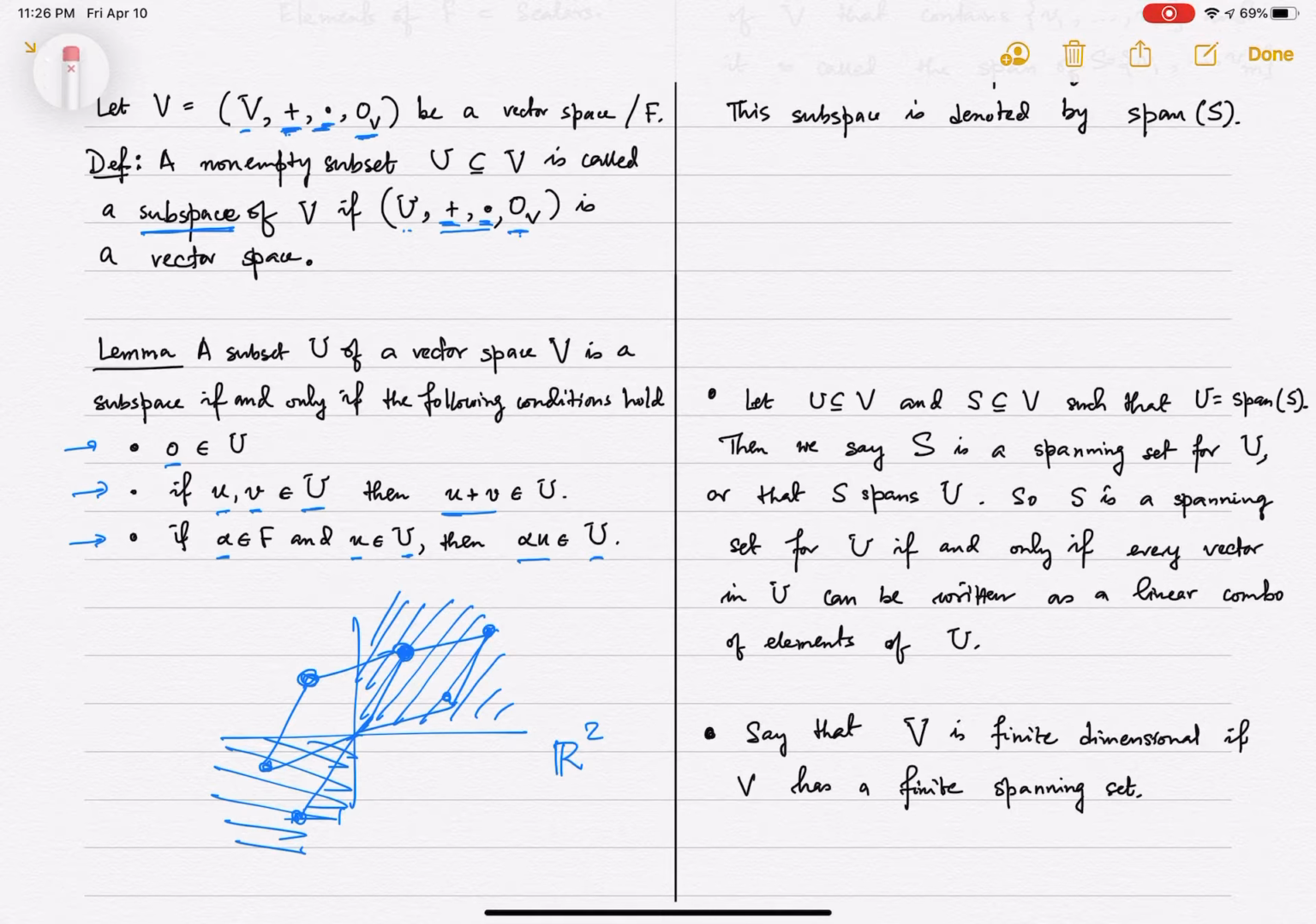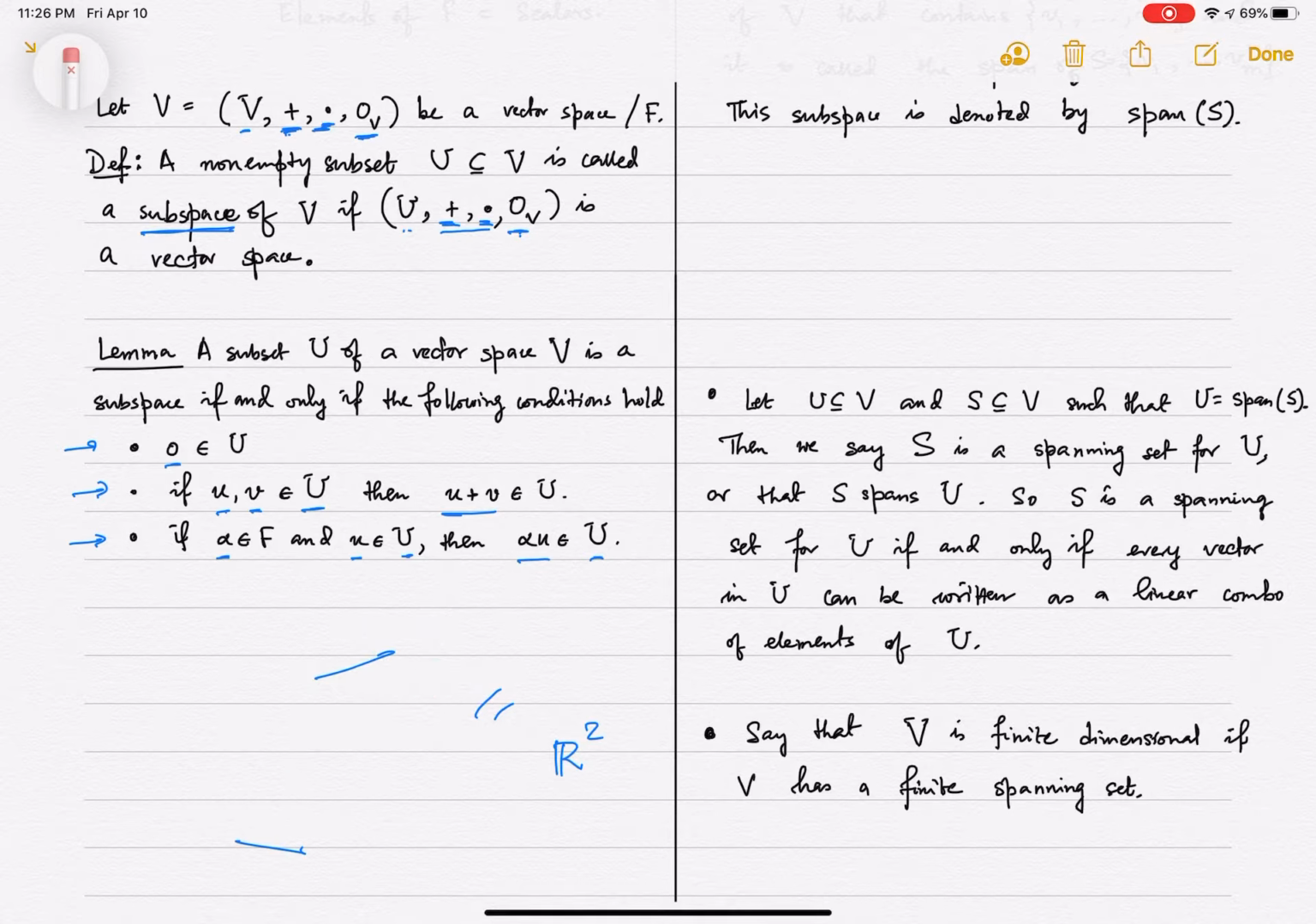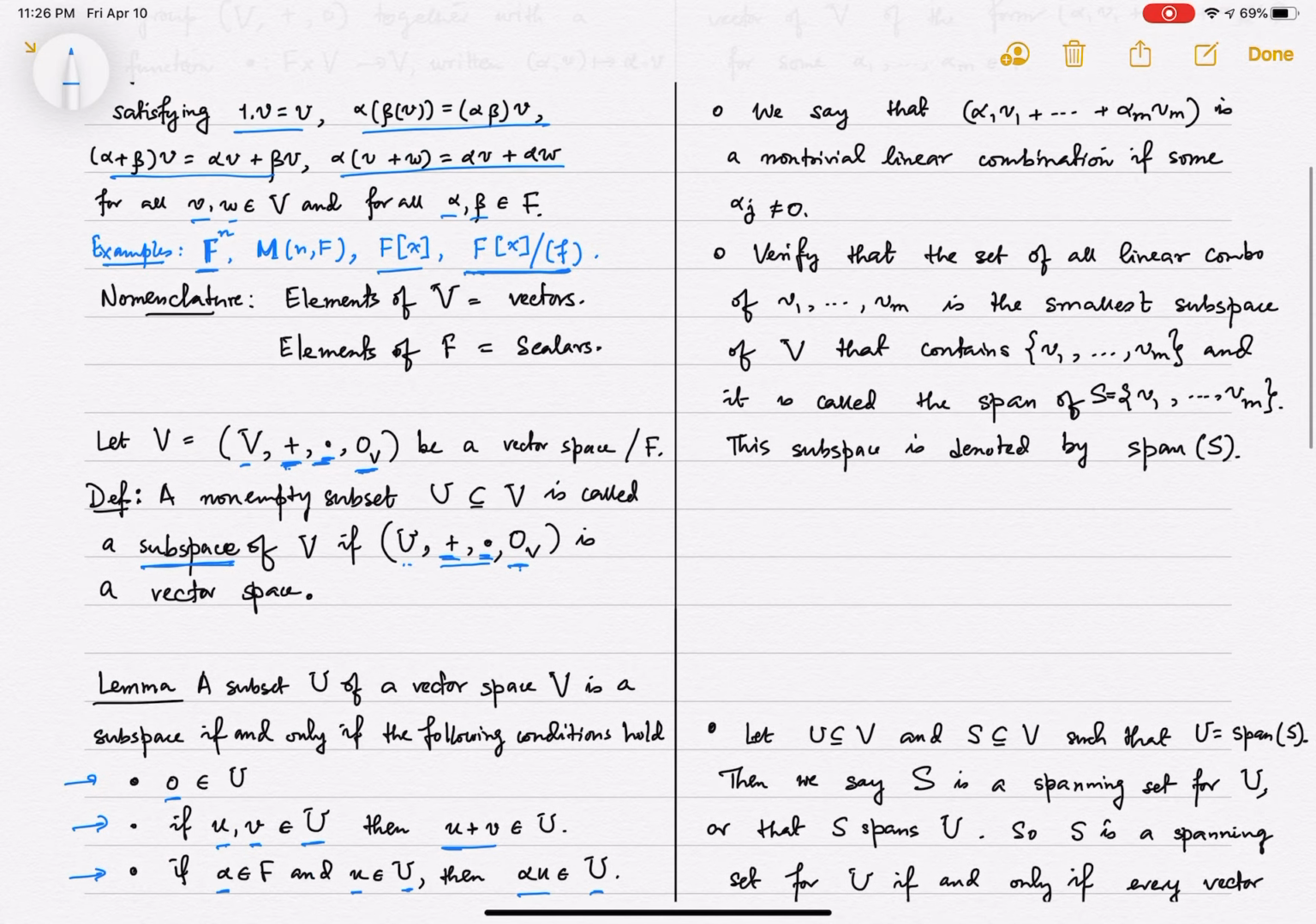It turns out the subspaces of R2 are simply R2 itself, the lines through the origin, and then the origin itself. Maybe in this list I forgot to include the zero vector space. That does satisfy the axioms: the single element set, where all the operations are trivial.